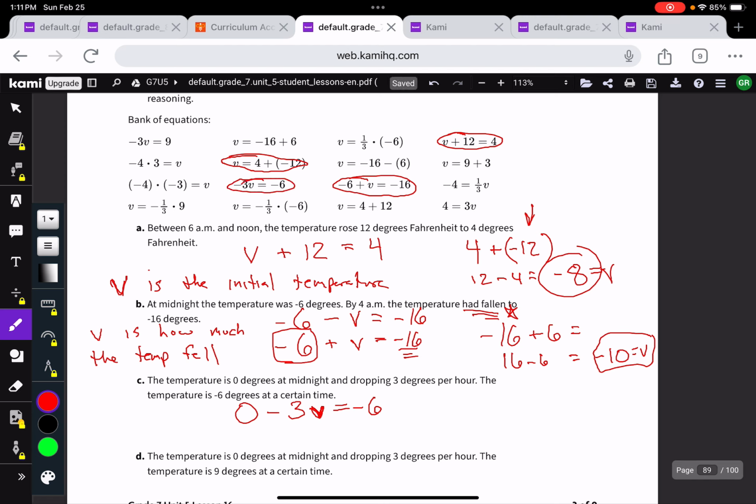Oh, we should have found the other equation, by the way. Is there a -16 plus 6 up there? Yeah, sorry, this went to the last problem. Jumped the gun. There's the other equation. That's how you solve the equation.